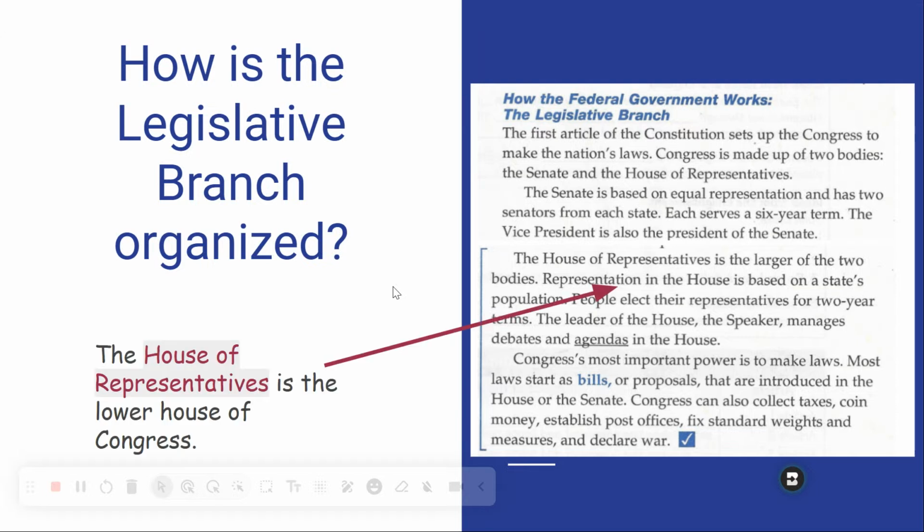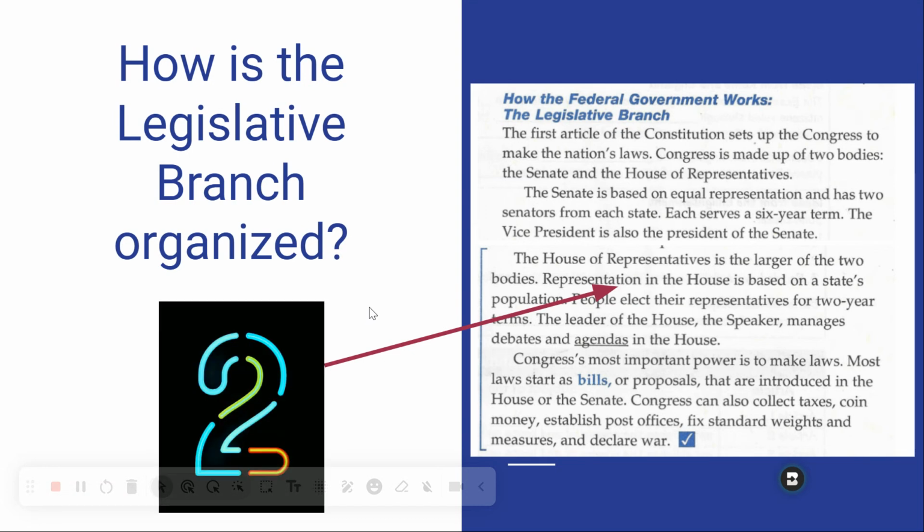The second branch, or the second chamber, is called the House of Representatives. And representation in that house is based on population. So the House of Representatives is different for each state. A state like Connecticut or Rhode Island, which is relatively small, has a small number of representatives, but a state like California or Texas has a large number of representatives. So the House of Representatives, the lower house, is based more on population, not on equality. And each representative serves a 2-year term. So every even-numbered year, the House of Representatives is re-elected.